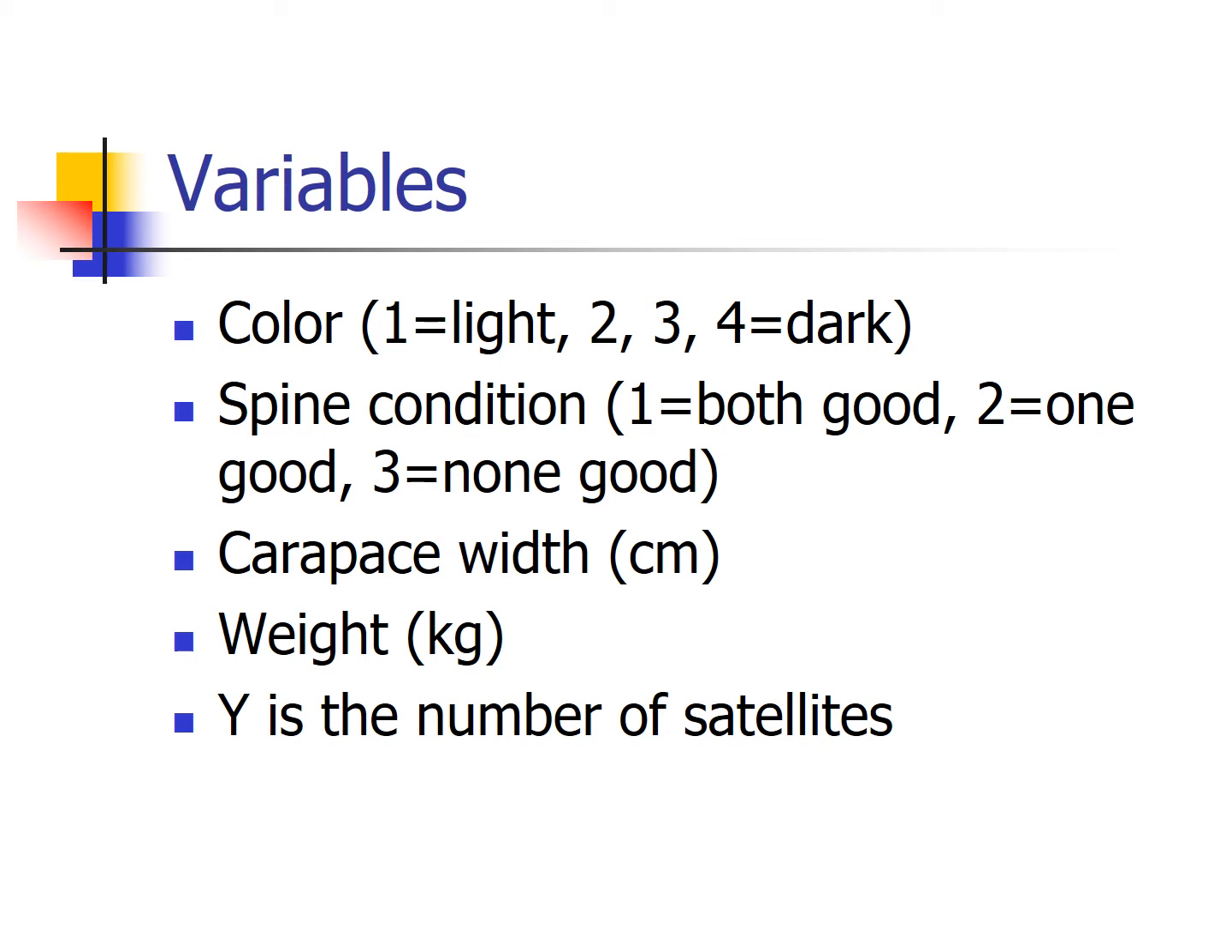And so these spine, these antenna could both be good. They could both be not good. I think not good means like damaged in some way. And one could be good and one could be damaged. So, you know, I guess the life of a horseshoe crab is a hard life. And so, I guess it's common enough to have damaged spines, antennas, that it's something that we're going to record as a quality.